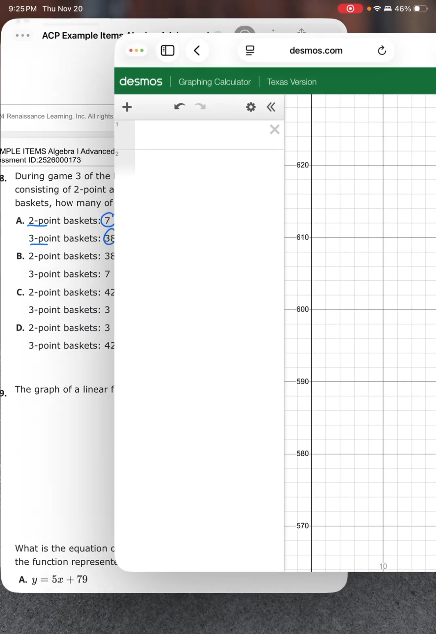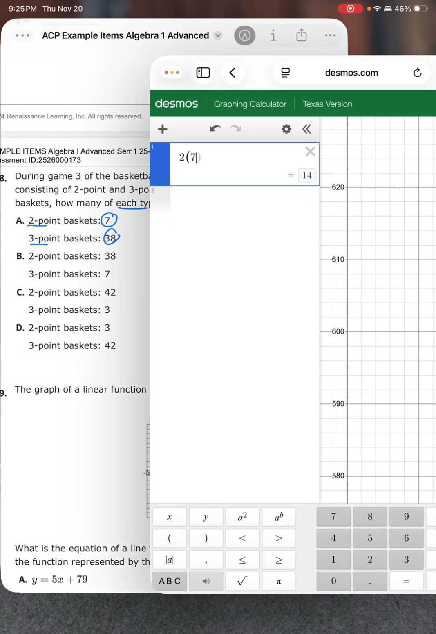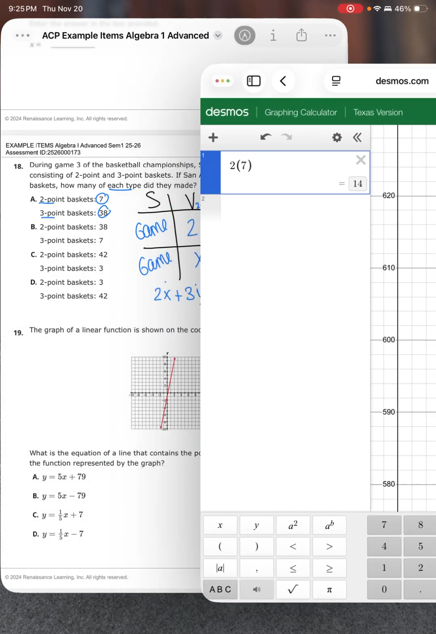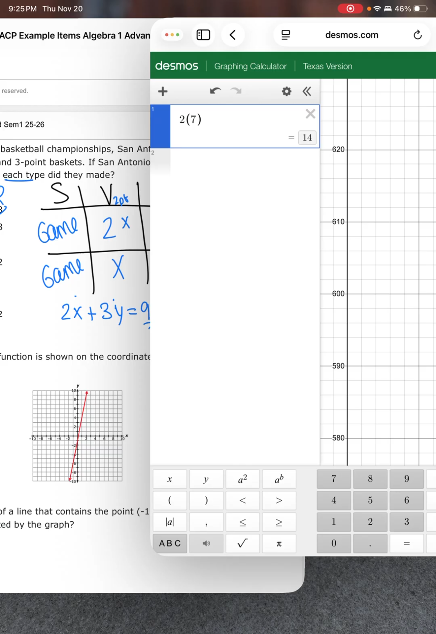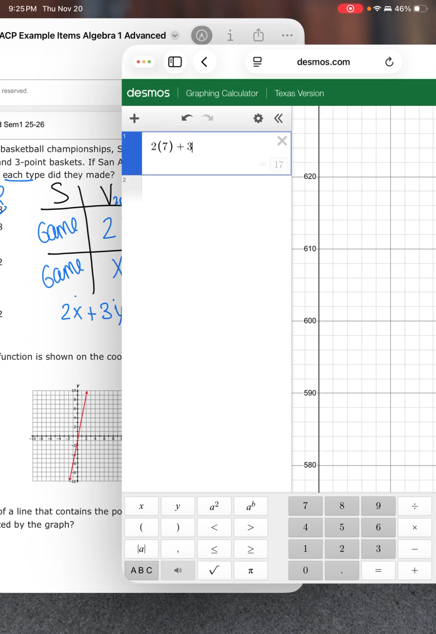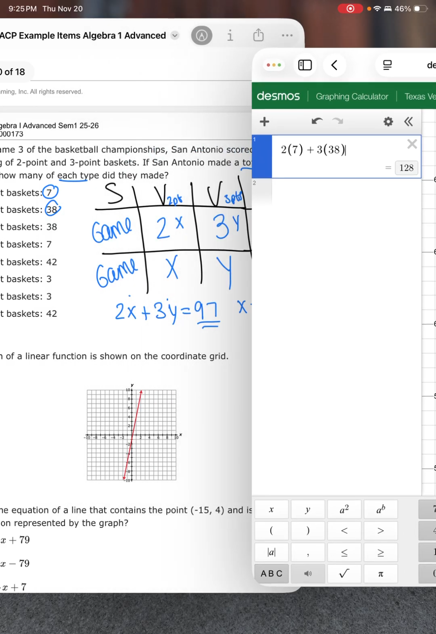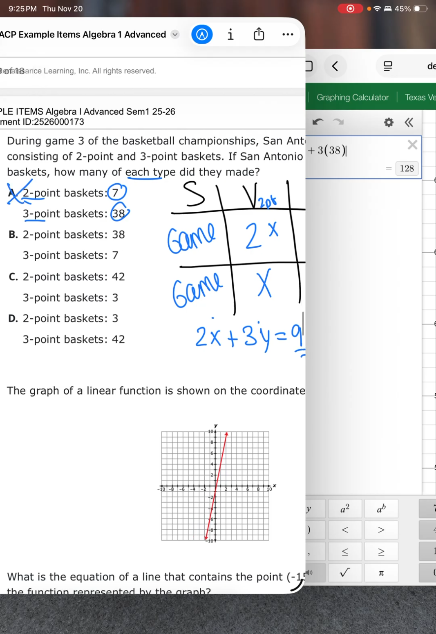So I can just type in 2 times 7. What's the rest of my equation here? Sorry. Plus 3. Let me just scoot this over so you can see this better. Okay, plus 3, and instead of Y, I'm going to type in 38. And that gives me 128, which is not the same thing as 97. Okay, so I know that is not going to be right. And now let's see if I have any other 7 for my X value, and I do not.